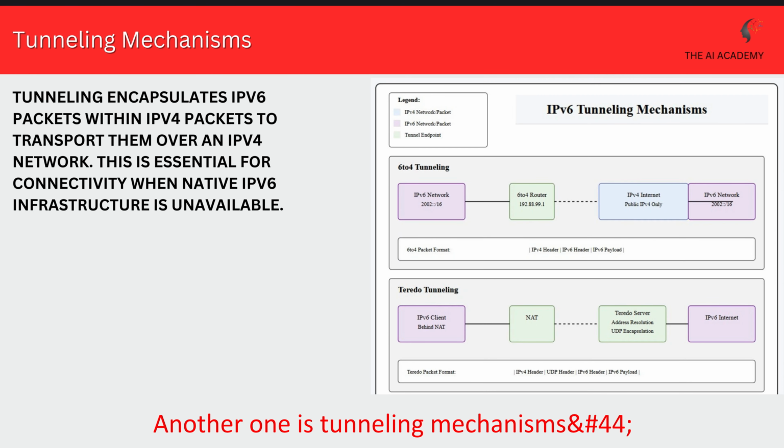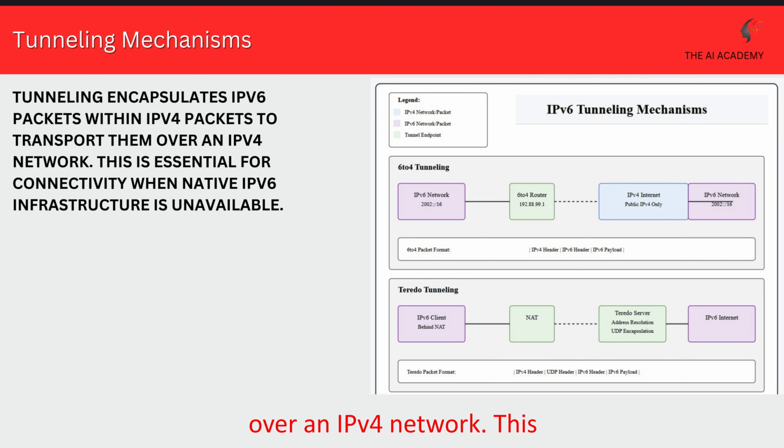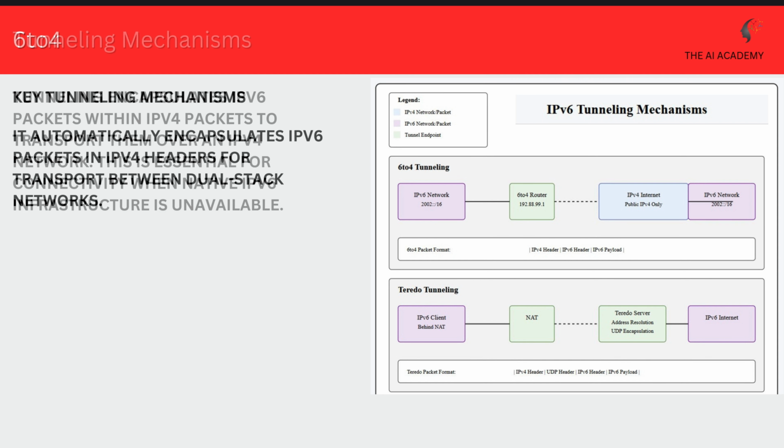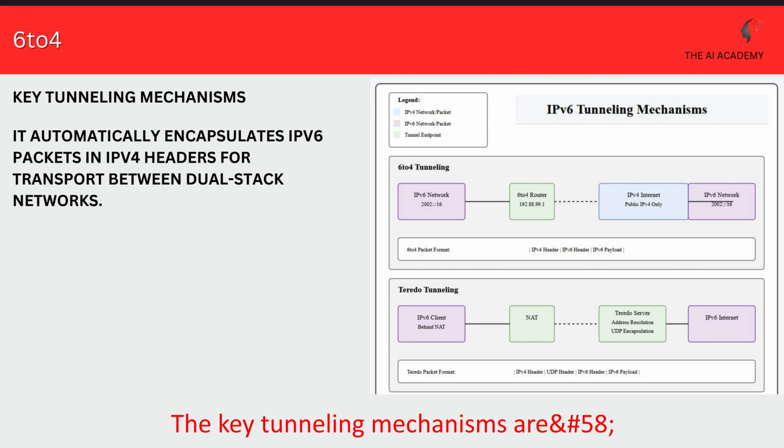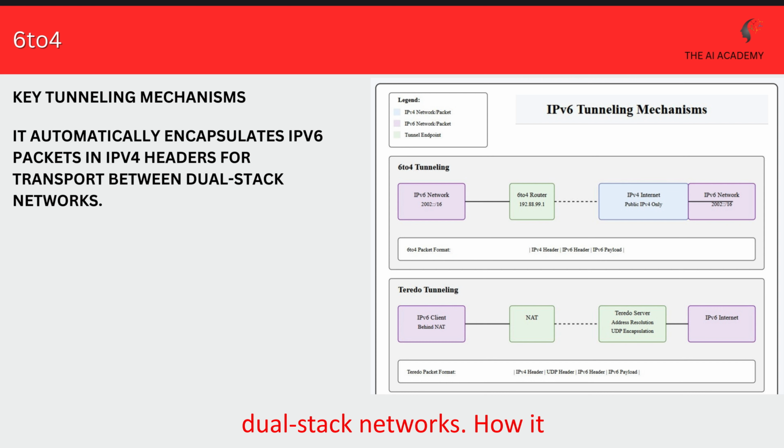Another one is tunneling mechanisms. The tunneling encapsulates IPv6 packets within IPv4 packets to transport them over an IPv4 network. This is essential for connectivity when native IPv6 infrastructure is unavailable. The key tunneling mechanisms are 6-to-4. It automatically encapsulates IPv6 packets in IPv4 headers for transport between dual-stack networks.